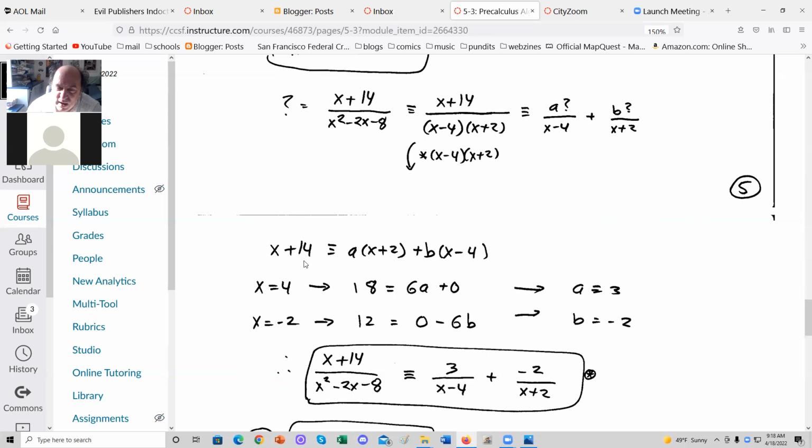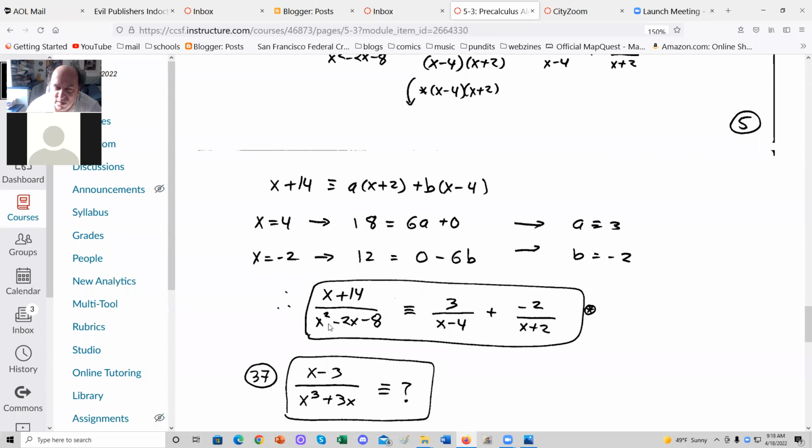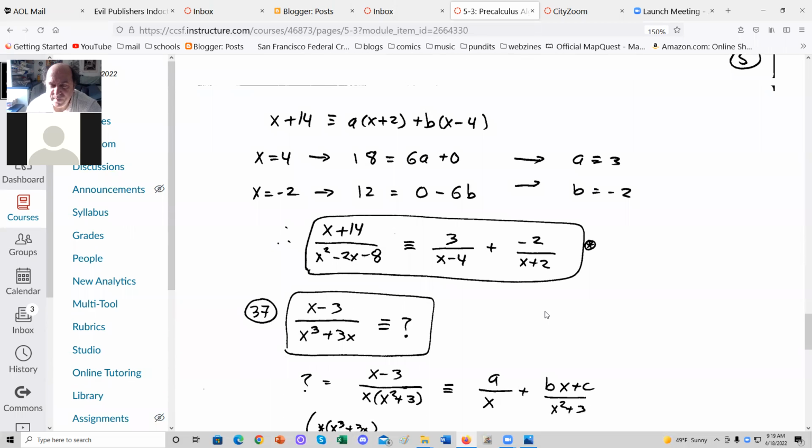When x is 4, the left side is 18, the right side is 6a plus 0, and this solves easily to a equals 3. When x is negative 2, this term cancels out as 0. This x plus 14 is 12. B times (x minus 4) is negative 6b. 12 equals 0 minus 6b. And after a very small amount of algebra, b is negative 2. So (x plus 14) over (x squared minus 2x minus 8) is identical to 3 over x minus 4 plus negative 2 over x plus 2.